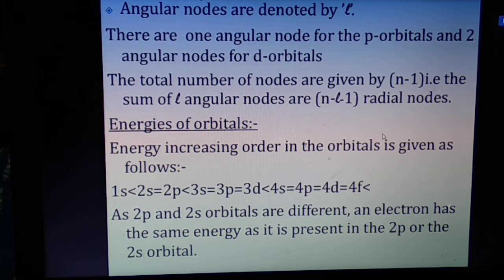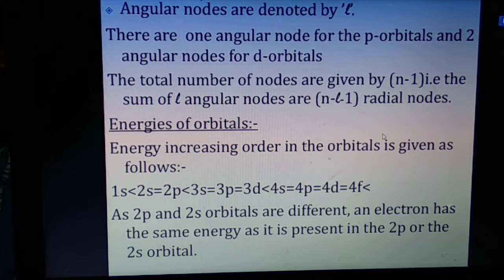Total number of nodes. So, 2s orbital means n equal to 2 and L equal to 0. So 2 minus 0 minus 1, that is 1. First you calculate the principal quantum number value of the orbital. Second, the azimuthal quantum number value of the orbital, and calculate n minus L minus 1, the radial nodes, and the angular nodes is L.